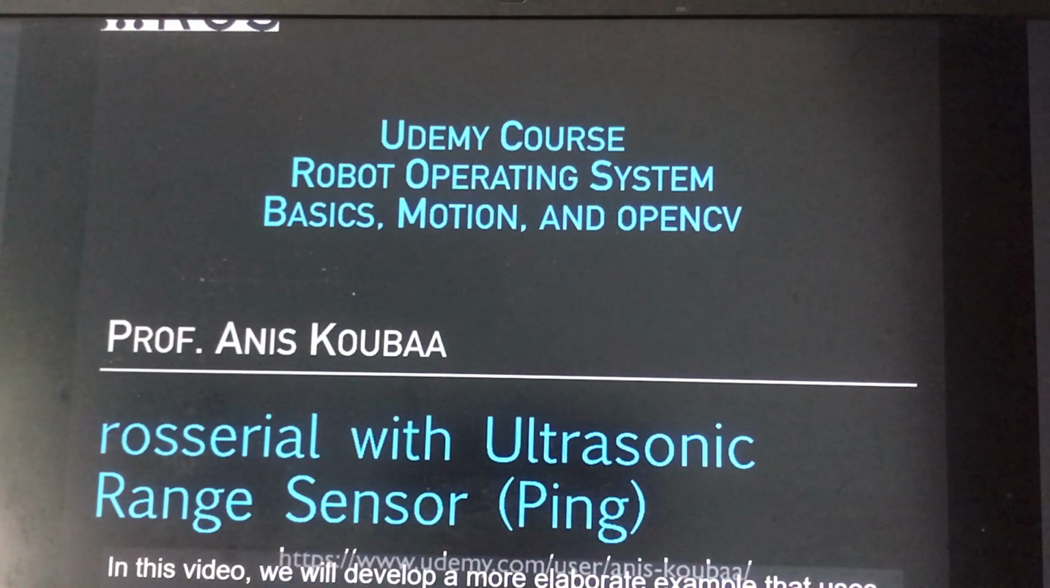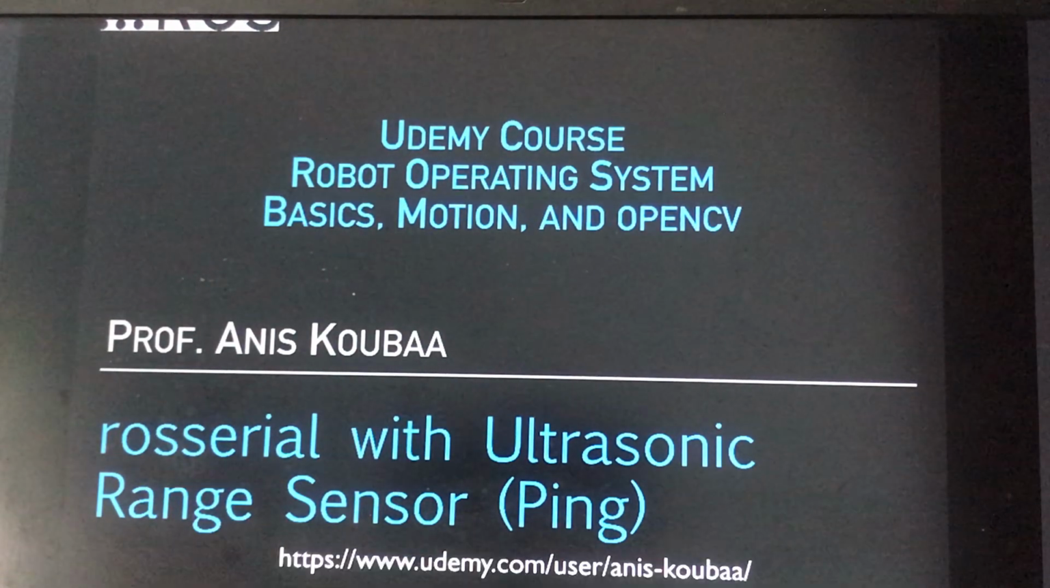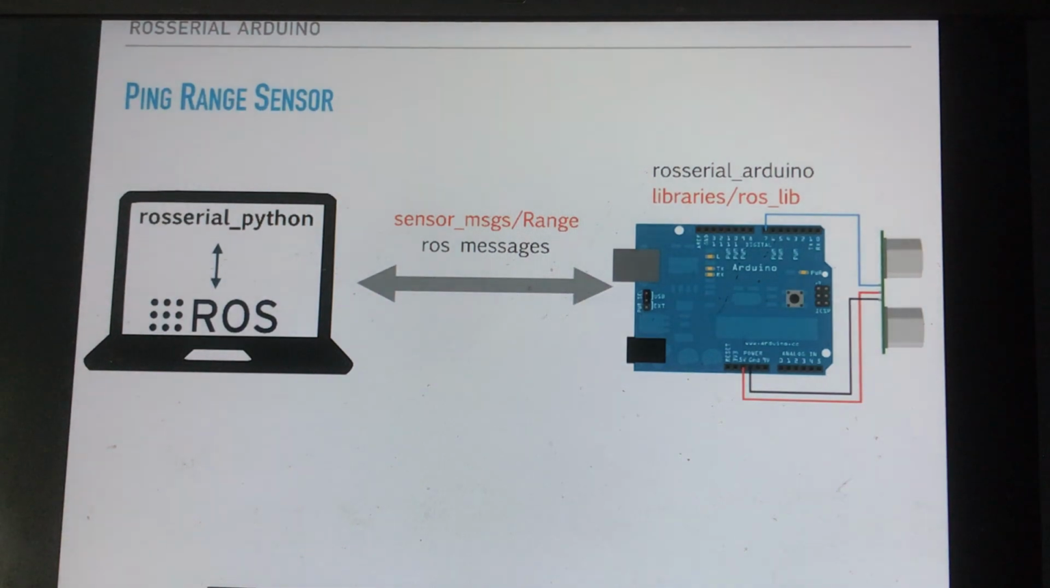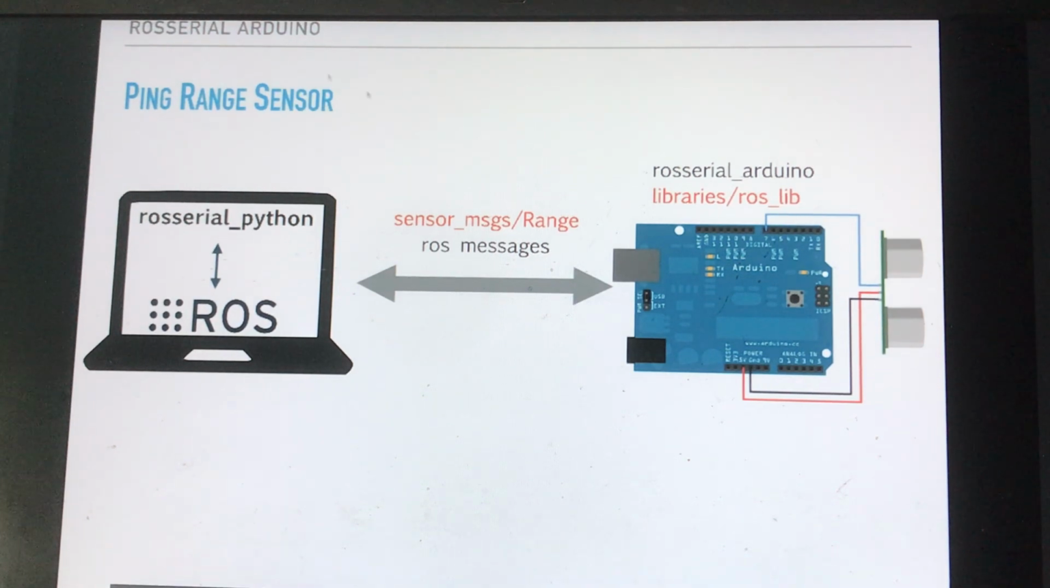In this video, we will develop a more elaborated example that uses the ultrasonic laser scanner that estimates the range to an obstacle and then publishes it to the ROS ecosystem. Let us look at the architecture of the application. Our starting point will be the Arduino code that we presented earlier and that allows to estimate the distance to an obstacle by using the time of flight information.